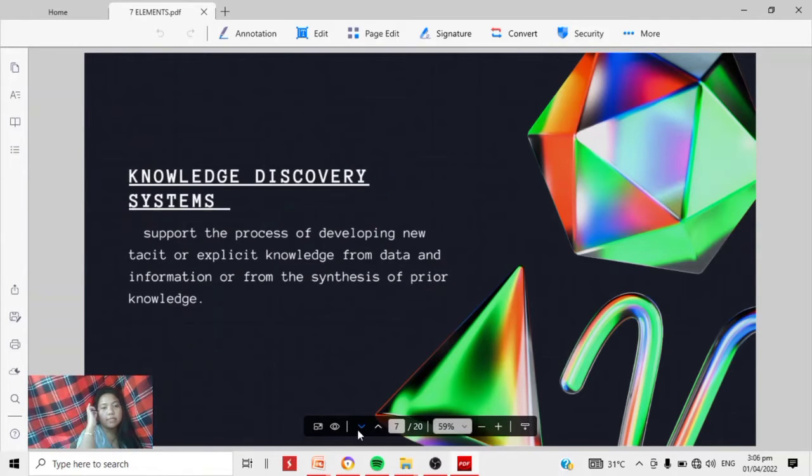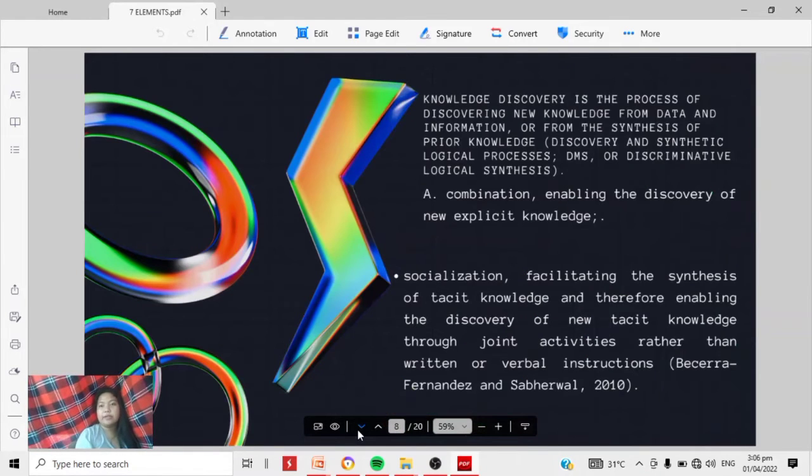Okay, let's talk about knowledge discovery systems. They support the process of developing new tacit or explicit knowledge from data, information, or from the synthesis of prior knowledge. Knowledge discovery is the process of discovering new knowledge from data and information, or from the synthesis of prior knowledge, through discovery and synthetic logical processes.